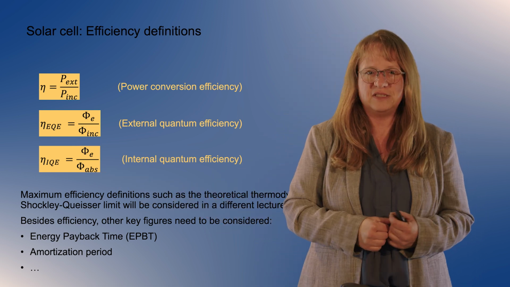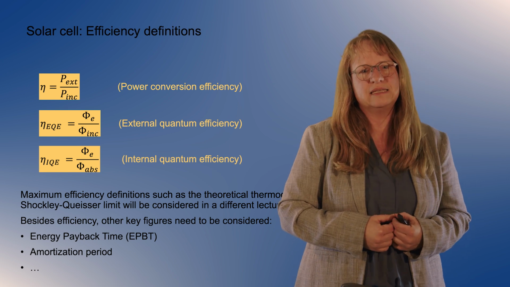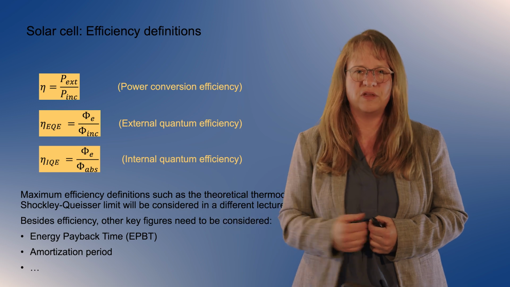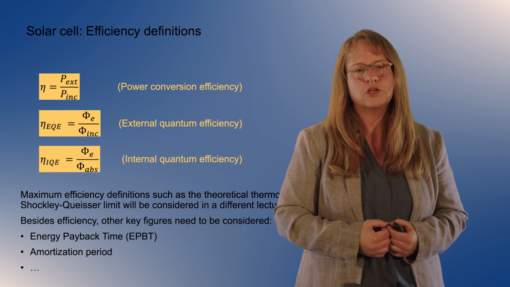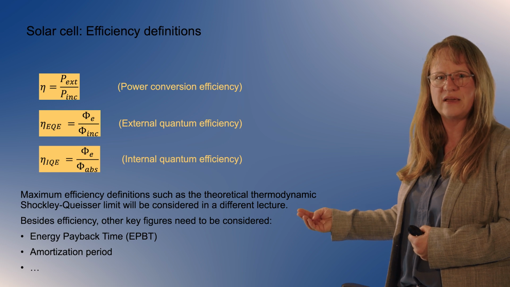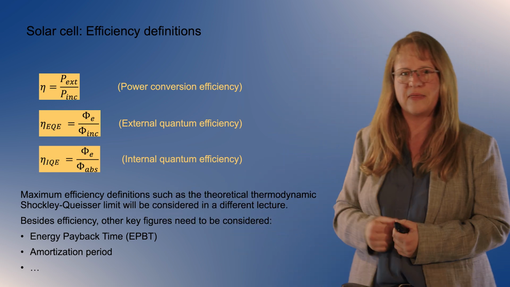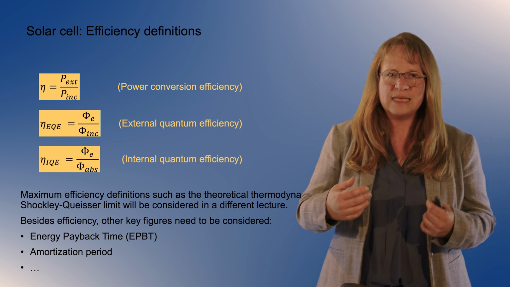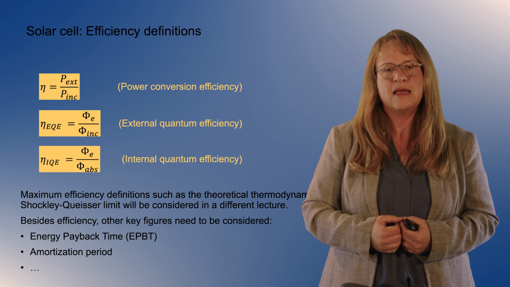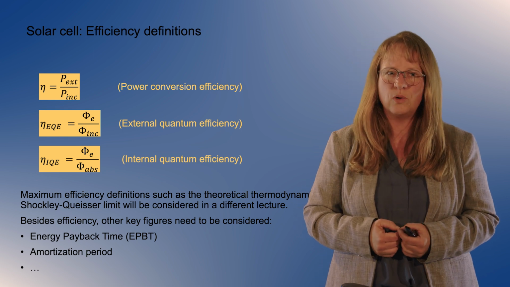There are other efficiency values, and we will actually look at some more later on in this course. And these are particularly related to the maximum efficiency that is possible with solar cells. For example, the theoretical thermodynamic limit is called the Shockley-Queisser efficiency, and we will look at this one later. Besides these efficiencies relating the power or the number of photons, there are of course also other key figures to consider in the context of solar cells.